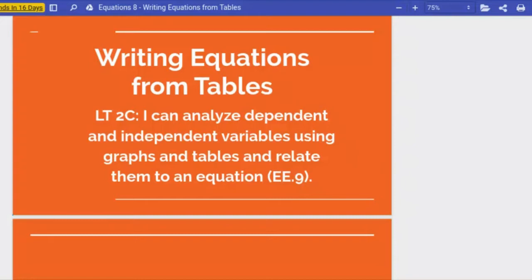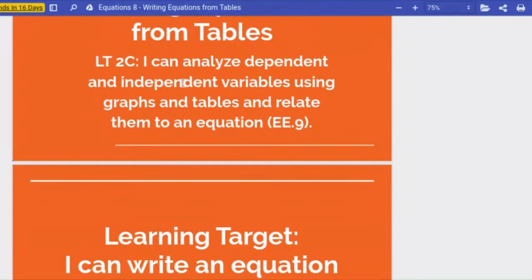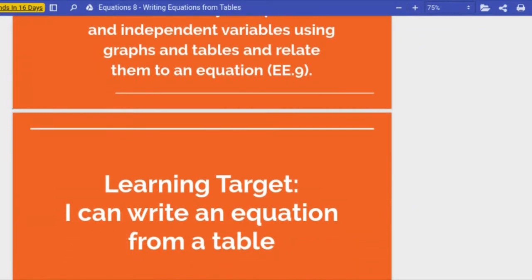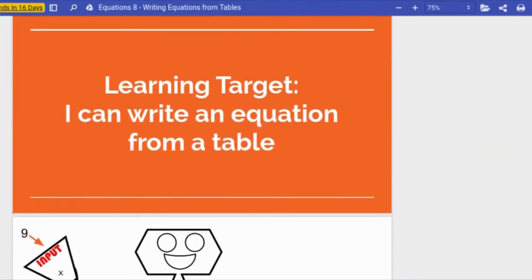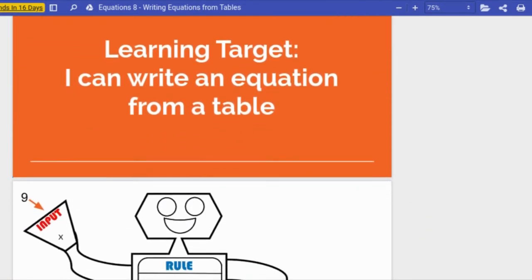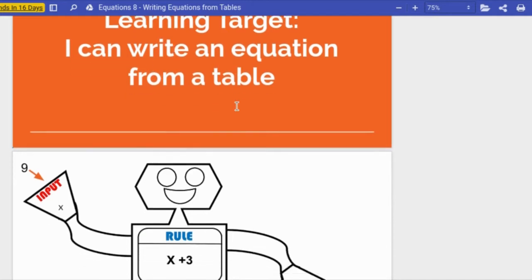It goes with our Learning Target 2C, which is about analyzing dependent and independent variables using graphs and tables to relate them to an equation. But we're only going to be doing a piece of that today, and then we'll be doing a piece of it tomorrow and a piece of it the next day. So today our main goal is to be able to look at a table and to be able to write an equation from that table.